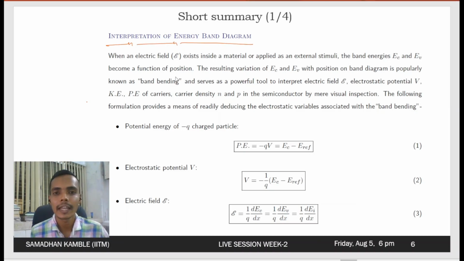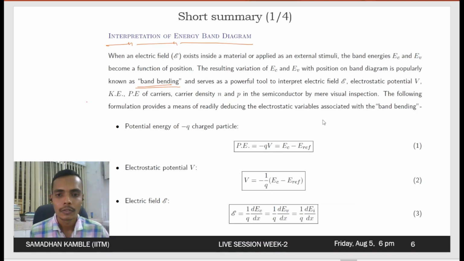When an electric field exists inside a material, or is applied as an external stimulus for the non-equilibrium condition, the band energies, like EC for the conduction band and EV for the valence band, become a function of position. The resulting variation of these energy levels, EC and EV, with position on the band diagram is popularly called band bending, and it serves as a powerful tool for interpreting different parameters such as electrical potential, electric field and energy.